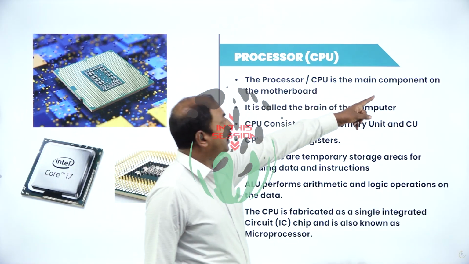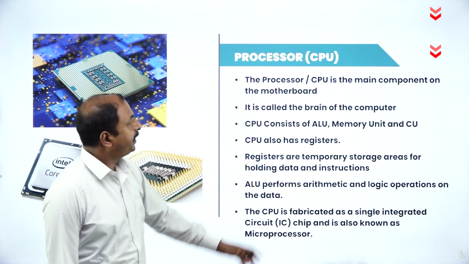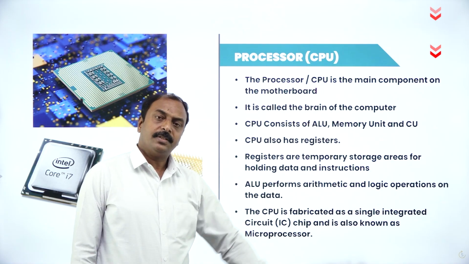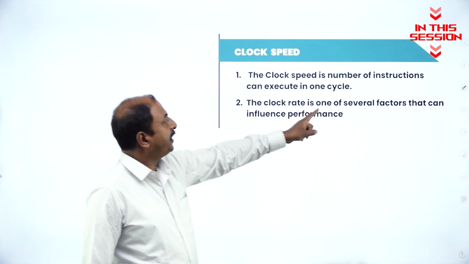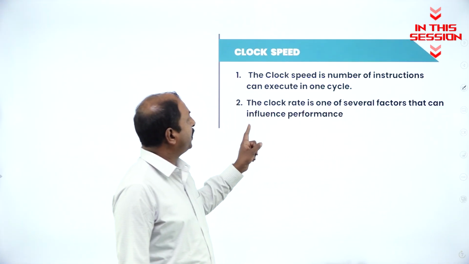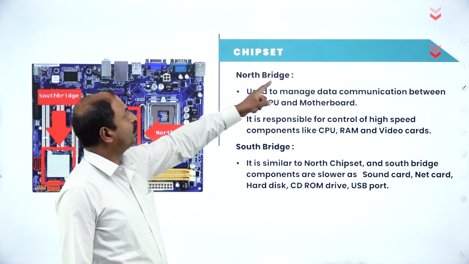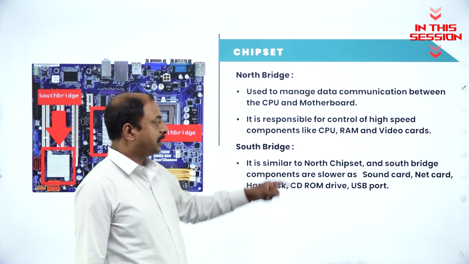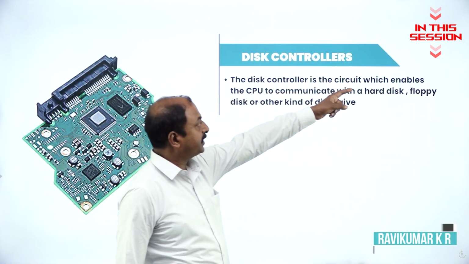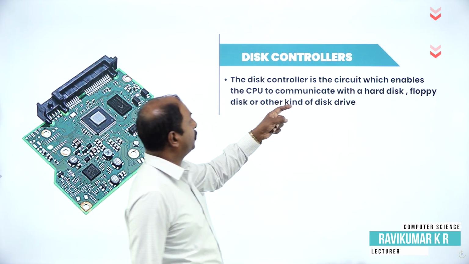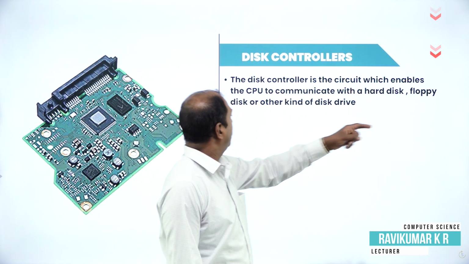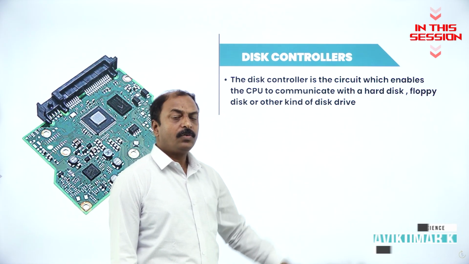Processor is the main component on the motherboard and it is called the brain of the computer. The clock rate is one of several factors that can influence the performance. Now there are two chips, one is north bridge and one is south bridge. This controller is a circuit which enables the CPU to communicate with hard disk, floppy disk and other kinds of disk drive.